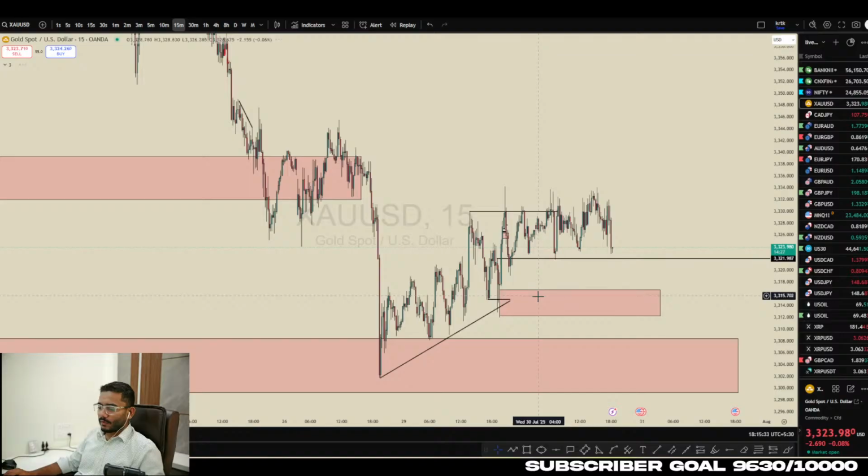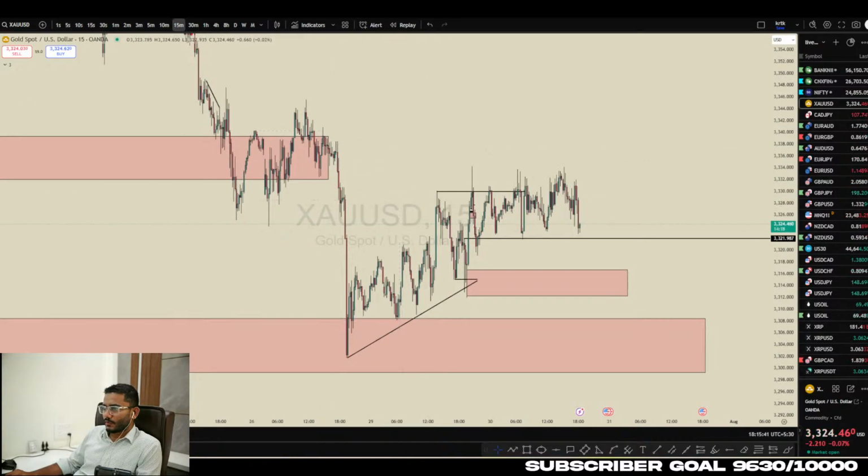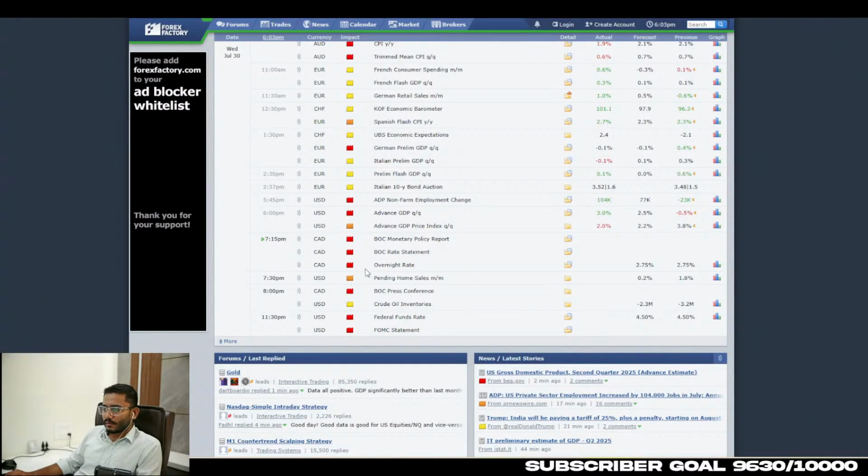So on gold right now, as we can see, price is creating a trend line liquidity, and we have this inducement which broke the structure and mitigated this order block. We can see there are equal highs and equal lows. So price is consolidating, and as we can see, we have news at 7:15, in 1 hour.